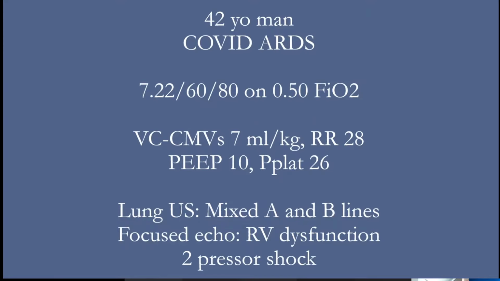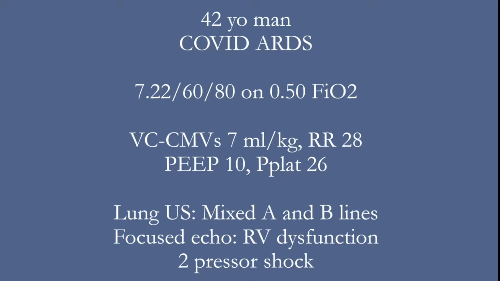I'd like to start, though, with a case. This is a 42-year-old man with COVID ARDS. The blood gas is shown there. His PCO2 is 60, and he's on 50% oxygen with a PaO2 of 80. His vent settings are shown there. His driving pressure is 16, respiratory rate of 28. On lung ultrasound, there are some findings suggestive of ARDS, but it's not quite as confluent, very impressive as you might expect. On a focused echo, he's got some RV dysfunction, and he is in two-pressor shock.